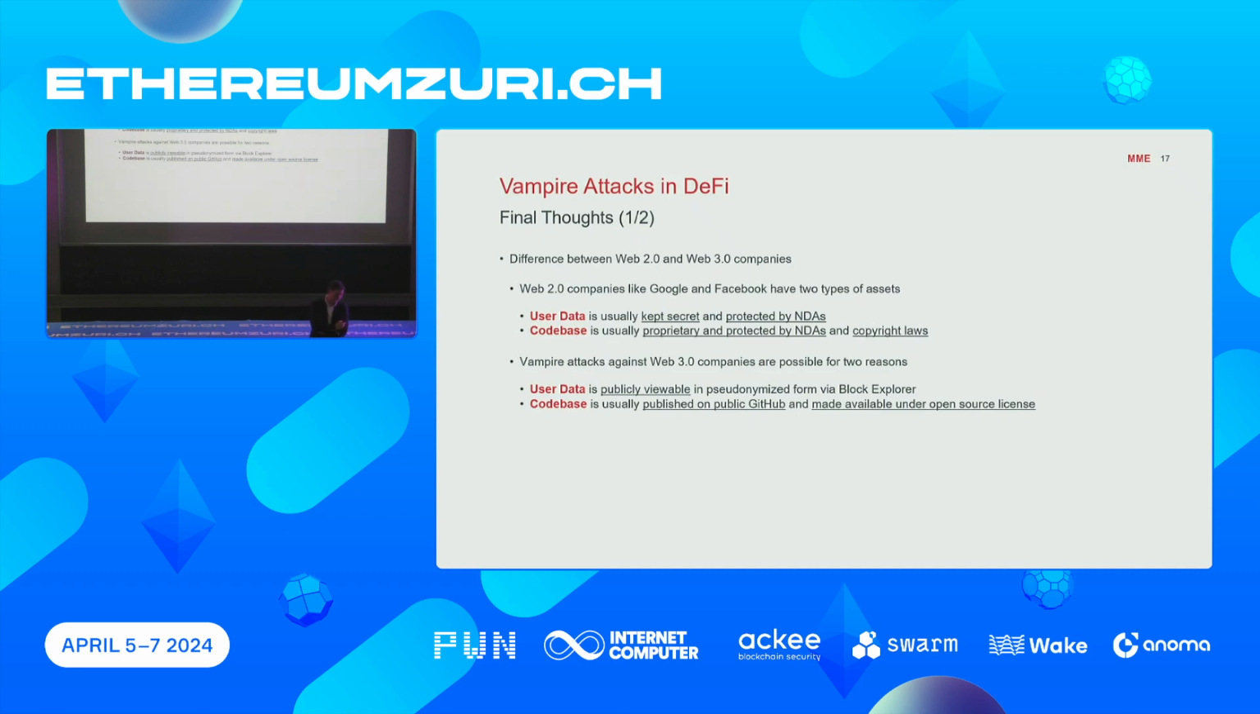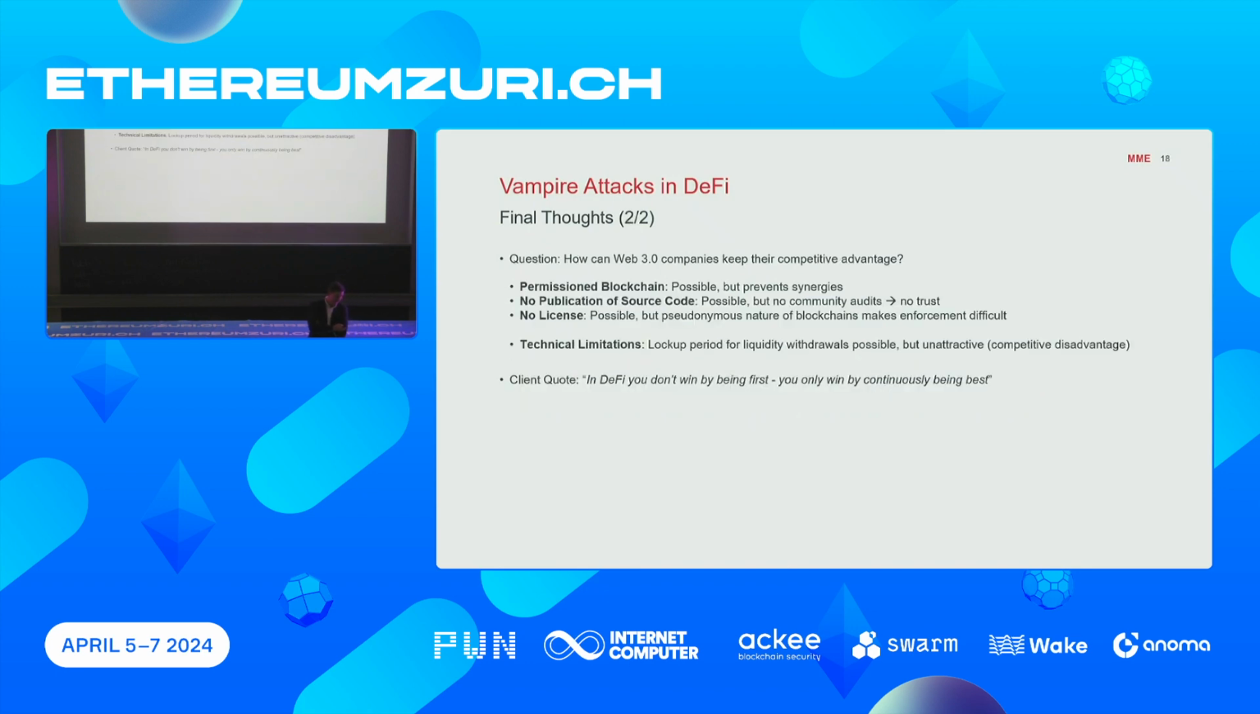Now, vampire attacks against Web3 companies are ultimately possible because the user data is out there, right? Anybody can actually just check out the users and airdrop tokens to them, so okay, that's not protected. What else? Codebase, yeah, also public, also out there. People can just take it. So what does that mean? How can a Web3 company protect its intellectual property and avoid being copied like that?